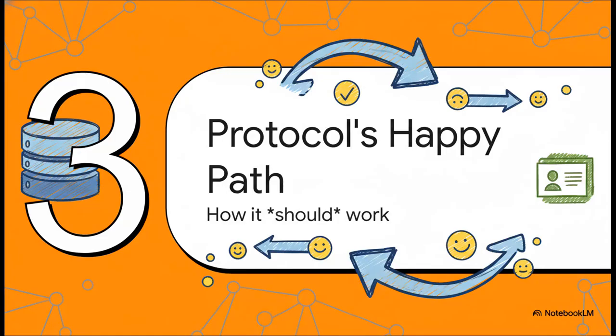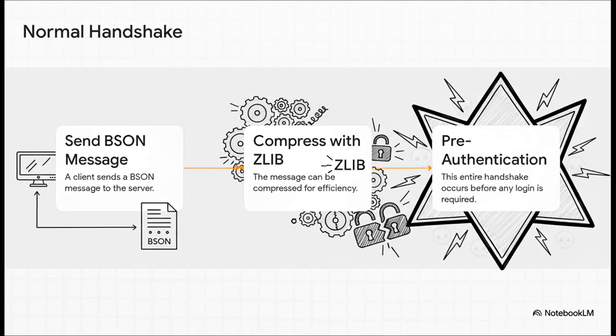Okay, so before we dive into the exploit, let's take a quick look at how things are supposed to work with MongoDB. You know, the happy path, where everything is running just as the designers intended. It's pretty simple. A client sends a message. It's in a format called BSON. And to save bandwidth, that message can be compressed. Now here is the absolute most important part of this whole thing. This all happens before you ever have to log in. That means the vulnerable code is sitting right there, exposed to any attacker on the internet.